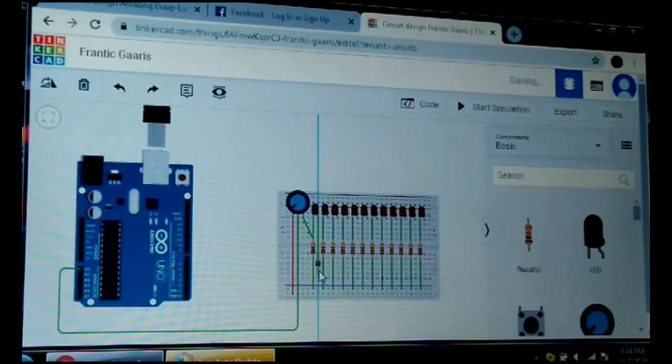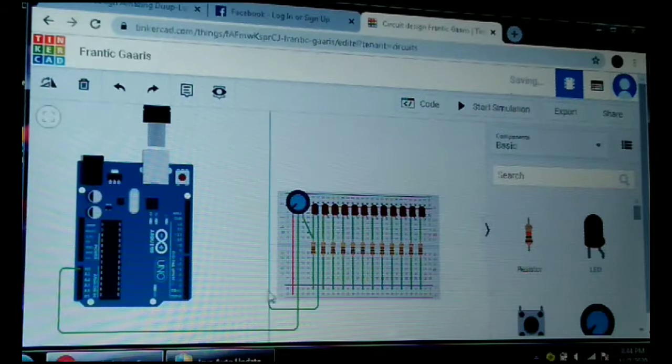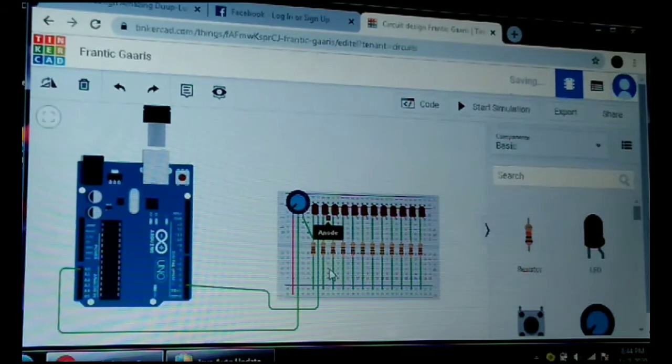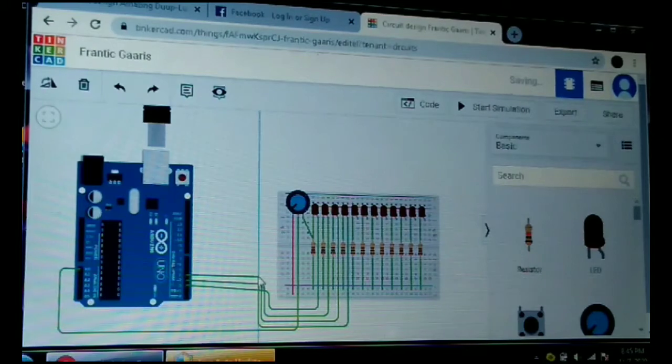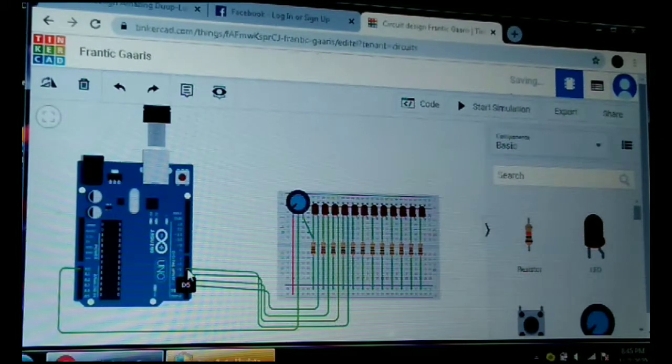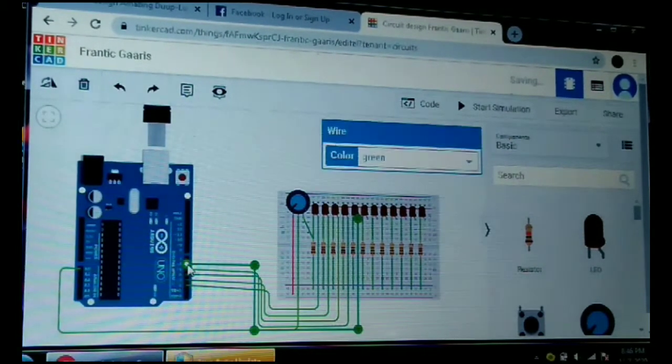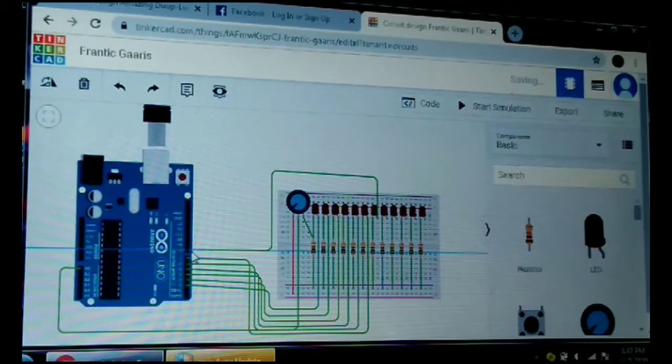LED 1 is connected to D2. LED 2 is connected to D3. LED 3 is connected to D4. LED 5 is connected to D5. Connected to D6. LED 7 is connected to D8.